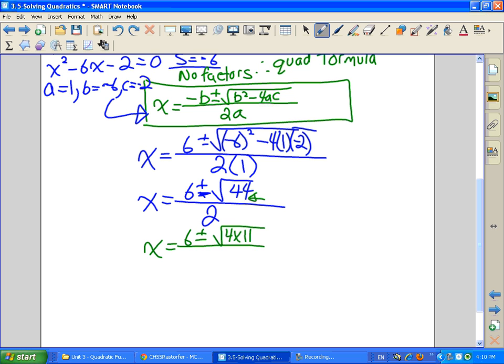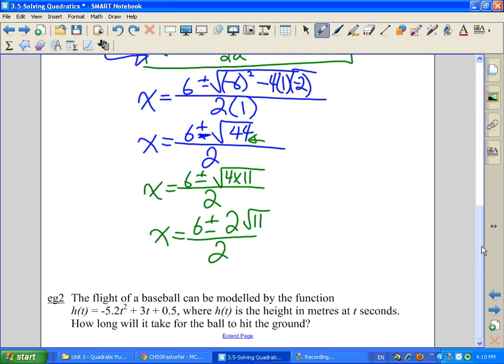Or root 4 times 11 under the square root. Bring that out, so it's going to be 2 root 11 over 2. And what you need to notice here, folks, is the reason we do that simplification is because now all terms can be divided by 2. So 2 goes into 2 once, 2 goes into 6 3 times, and 2 goes into 2 once. So what we're left with is x equals 3 plus or minus root 11, all divided by 1.